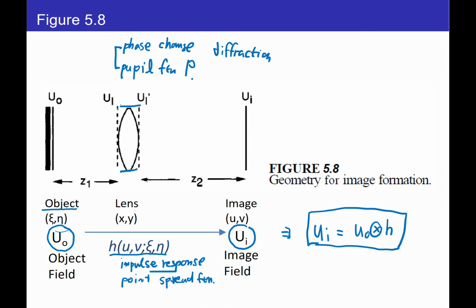We have a circular aperture here, and within the circular aperture we have a certain phase change. Then we want to find out what the diffraction pattern is at Z2. So that's the way to change the argument from geometrical optics to wave optics, to include the impact of diffraction.